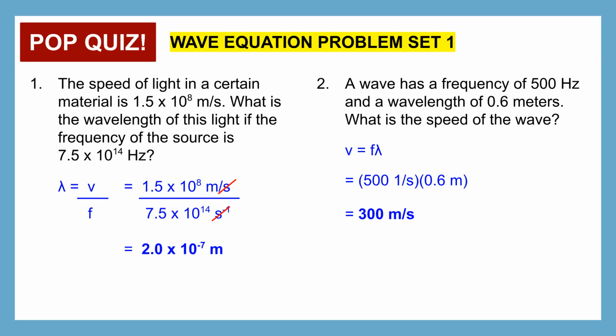In our second problem, we must find the speed of a wave with a frequency of 500 Hertz and a wavelength of 0.6 meters. Multiplying these values yields a speed of 300 meters per second. These examples show how easily we can manipulate the wave equation to find any missing property.